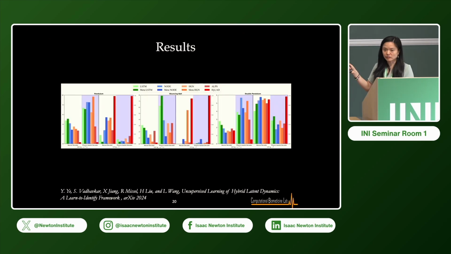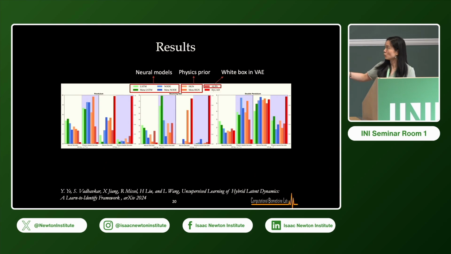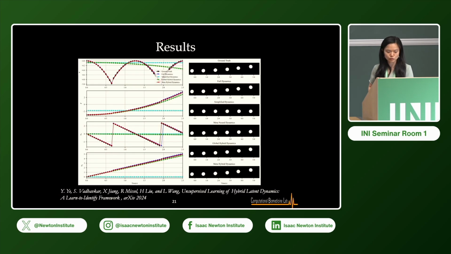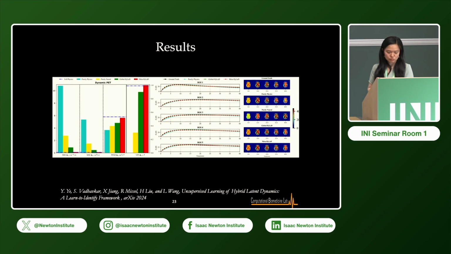But the empirical result is very strong. We're comparing this to existing latent dynamic models in the latent space: fully neural models, models with some physics priors, and a completely white box model in the latent space. The result is pretty strong, but yes, we need to provide theoretical proof at this point. I'm going to skip through all of this. We've done that also. Actually, we have some recent work that we just completed on doing this on dynamic PET reconstruction.